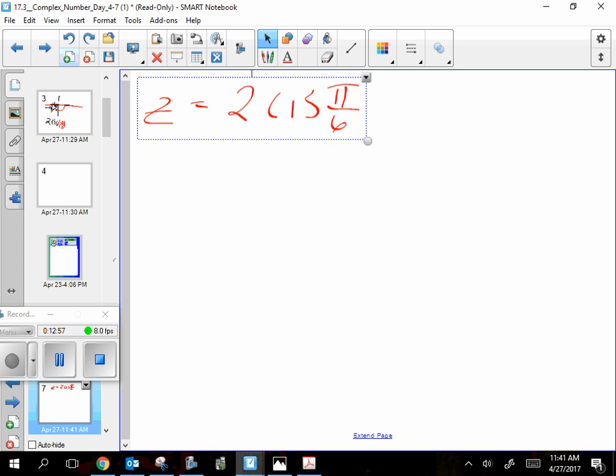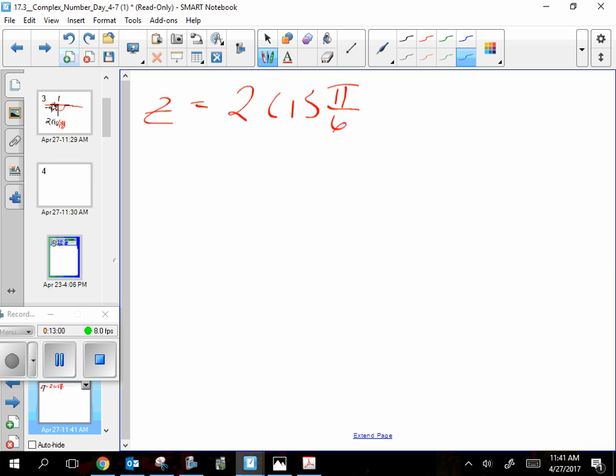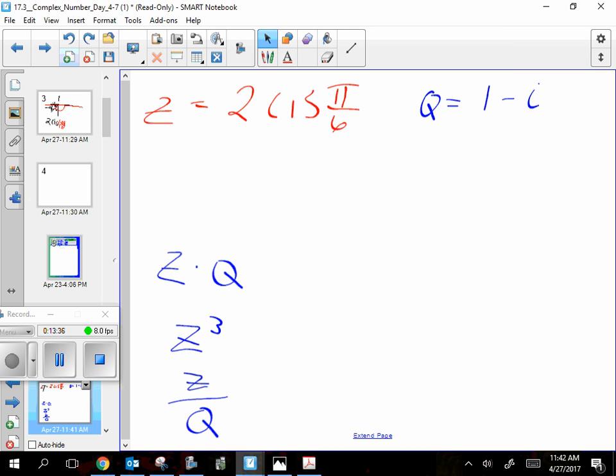Okay? Let's make another one. Instead of z this time, let's go with q. Q is going to be 1 minus i. Wait a minute, Mr. Server, you can't multiply something in cis form and something in rectangular form. You're right. So you better figure out what cis form is for that. Then I'd like you to tell me what z times q is. After you have figured out what q is in cis form, you're going to multiply them. Then you're going to take z and put it to the third. And lastly, you're going to take z and divide it by q. Again, first step, get it in cis form.